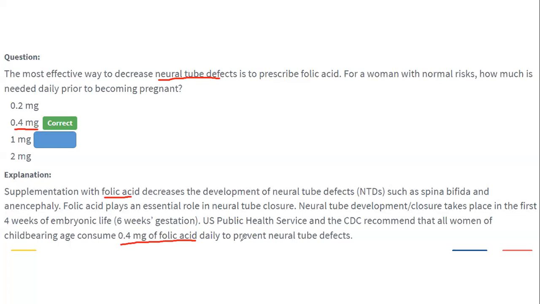So what do we learn from here? We learn neural tube defects may be spina bifida or anencephaly. They can be caused by deficiency of folic acid. So if you give the mother folic acid, maybe the baby will not develop a neural tube defect. But how much folic acid is needed? At least 0.4 milligram.